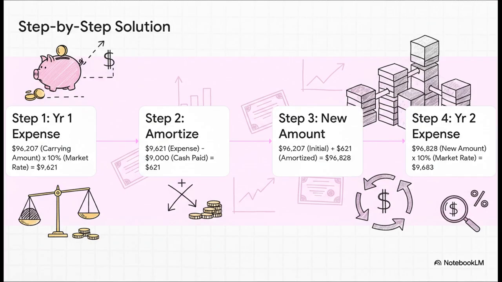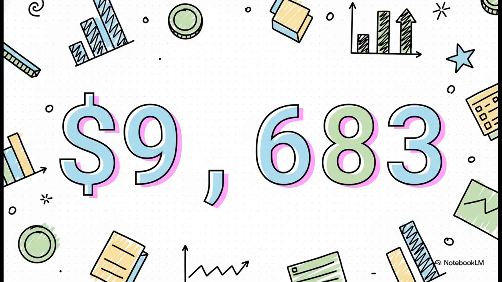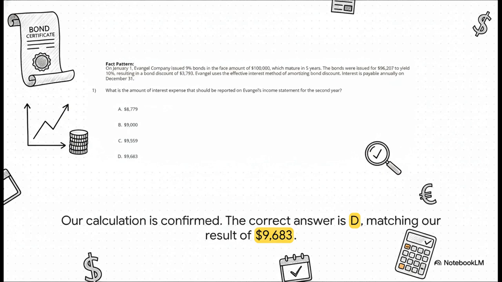Step 3, and this is the key. We add that $621 back to the bond's initial value. That gives us our brand new carrying amount for the start of year 2, $96,828. And for step 4, we just rinse and repeat. We take that new amount and multiply it by that 10% market rate one more time, and that gives us our final answer. The interest expense for the second year is $9,683. And if we jump back to the original problem, there it is. Our calculation was perfect. The correct answer is D.